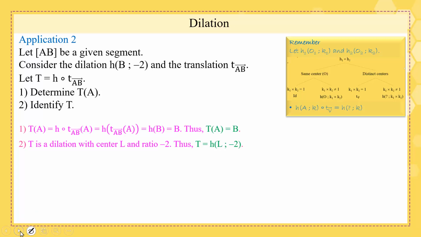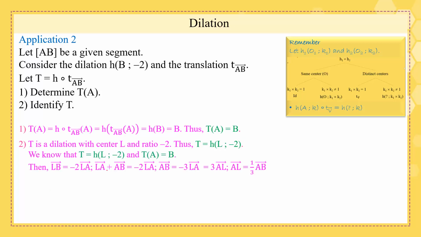How to do that? As we said, we take a point and find its image by T. And this was done in the first part when we said that T of A equal B. So T is a dilation of center L and ratio minus 2 and T of A equal B. The combination of these two ideas gives that vector LB will be minus 2 vector LA. And again we use Chasles' rule and we do some calculations. We get vector AL equal 1 over 3 AB. In this case we specify the position of L exactly. Here is the figure and here is the position of L.